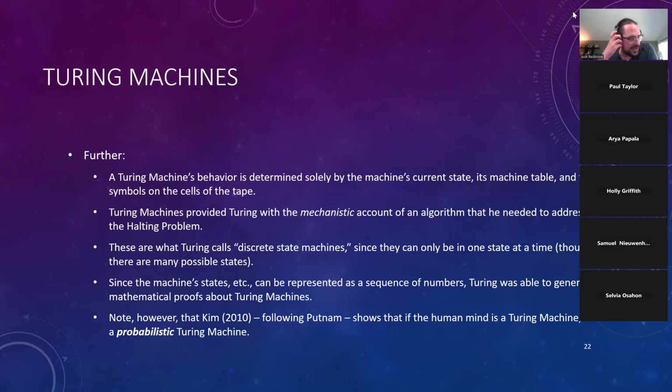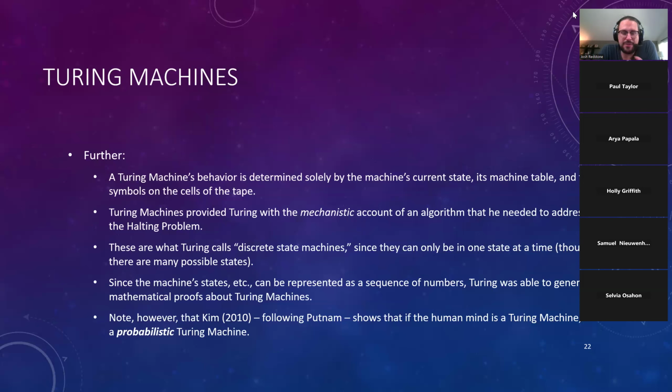The machine has a finite number of states, and it can only be in one state at a time. And for that reason, Turing calls these discrete state machines. But the interesting thing about these Turing machines is, although they're imaginary, everything about them can be represented numerically, right? The machine table, the state of the machine, everything can be represented as a series of numbers. And that allowed Turing to generate mathematical proofs about the properties of Turing machines and about the sorts of things that we have them do.